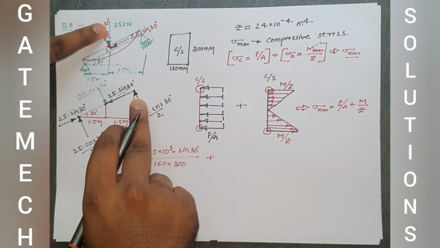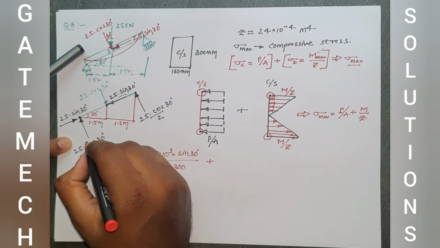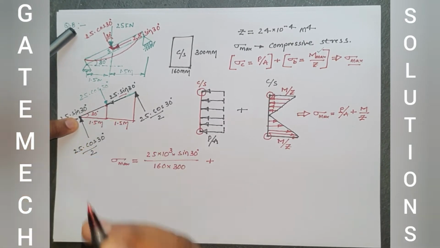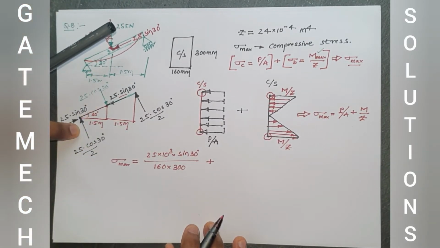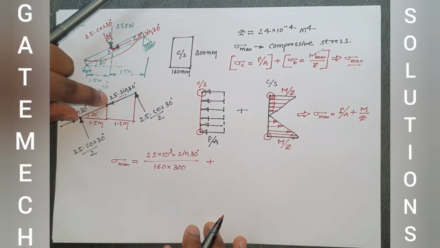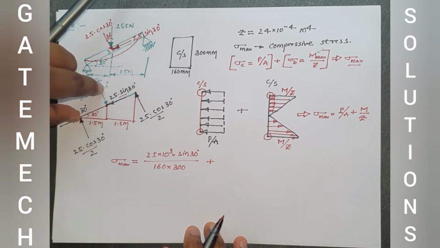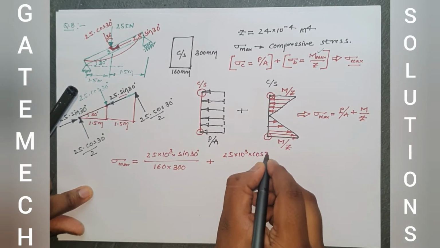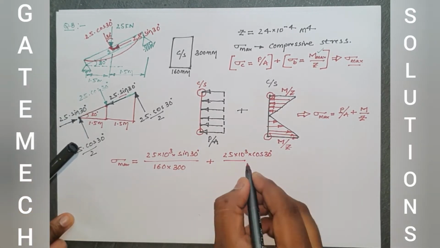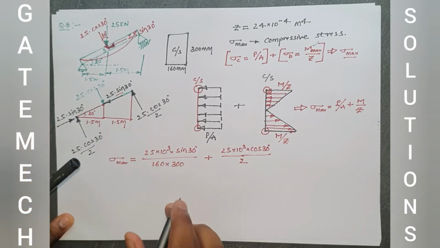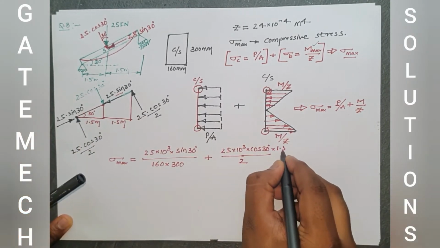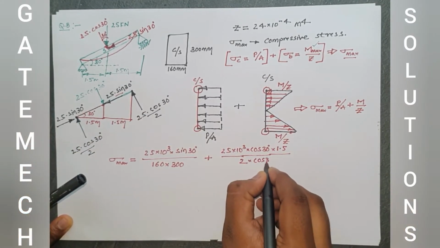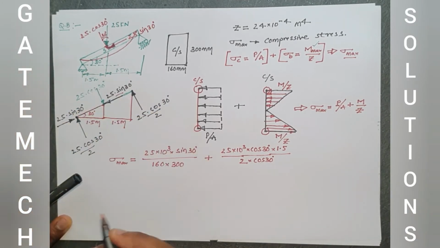For the case of point load at the midspan, how to calculate it? This reaction multiplied by this perpendicular distance. How to calculate this perpendicular distance for this reaction? So that is 25 cos 30 divided by 2. The perpendicular distance is 1.5 divided by cos 30. So 25 multiplied by 10 power 3 into cos 30 divided by 2 is the force magnitude, multiplied by the perpendicular distance, which is 1.5 divided by cos 30. This is the perpendicular distance about the midpoint.